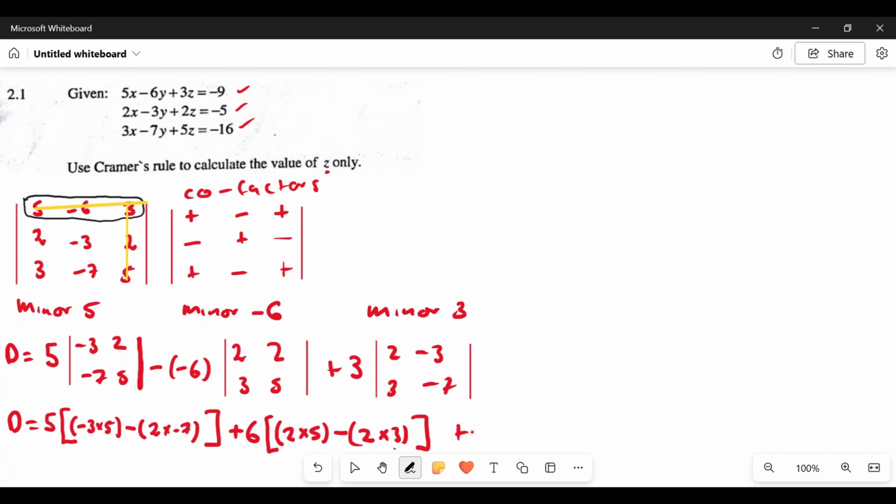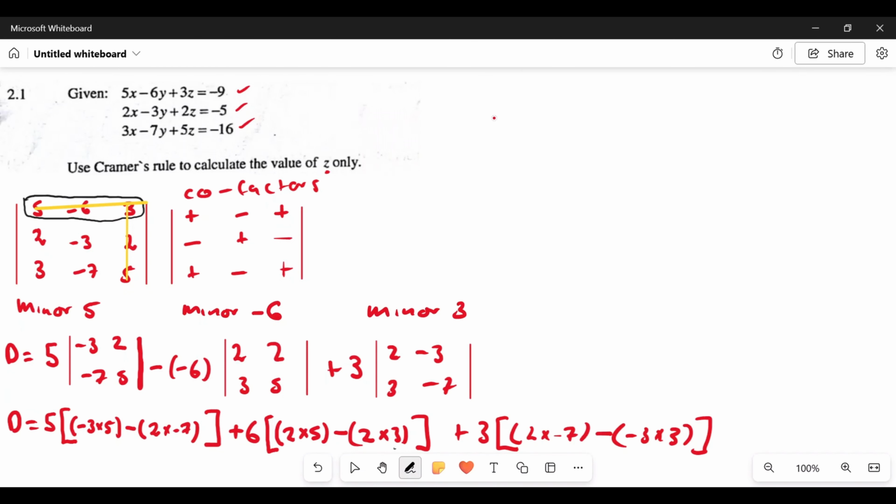And then the last minor, which is going to be 3, also we're going to calculate here. We're going to multiply the second entry with the last entry, which is 2 multiplied by negative 7. And then minus. Always the minus, guys. The product of the second entry, which is negative 3, and the third entry, which is 3. So the second entry is negative and the third entry is 3. So they multiply each other.